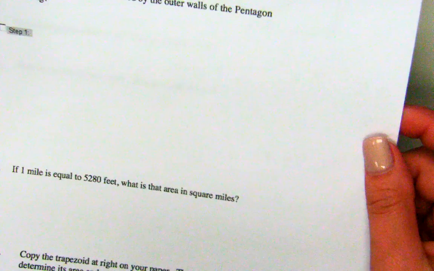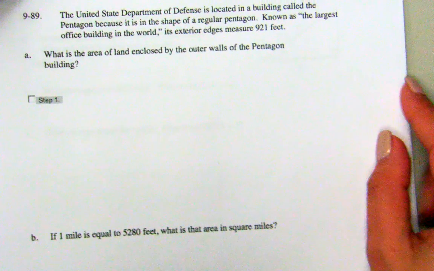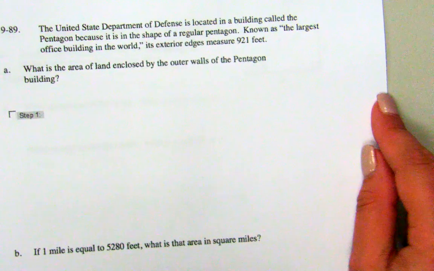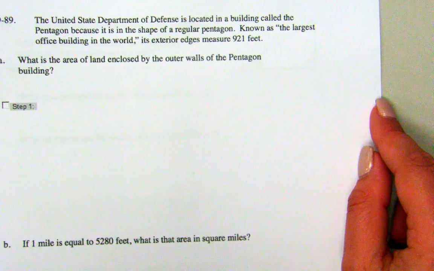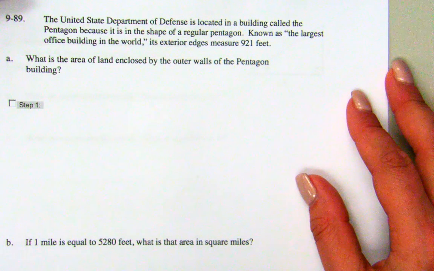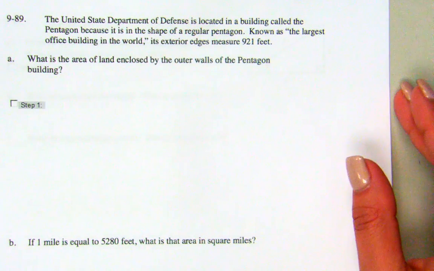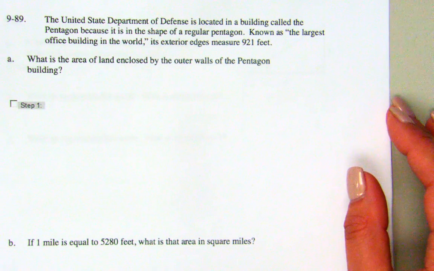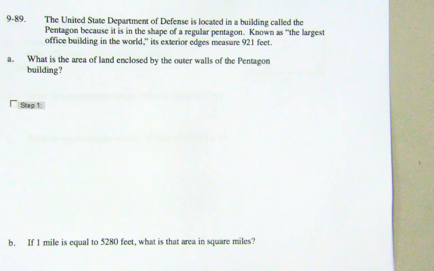All right, 89. I'm already at 7 minutes. The United States Department of Defense is located in a building called a Pentagon because it's in the shape of a regular pentagon. Okay, Pentagon was 5 sides, if you don't remember that. Known as the largest office building in the world, exterior angles measure 921 feet. Okay, so what is the area of land enclosed by the outer walls of the Pentagon building?